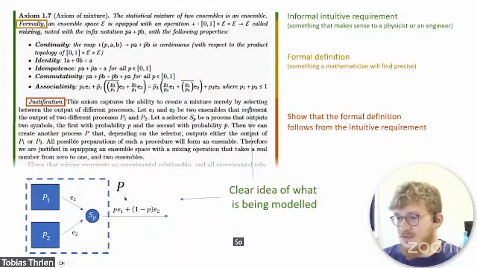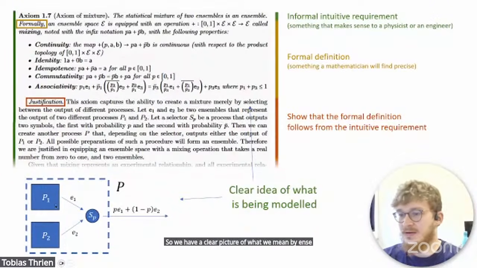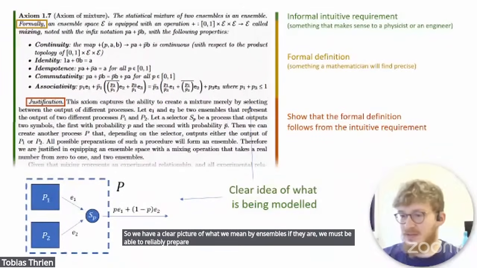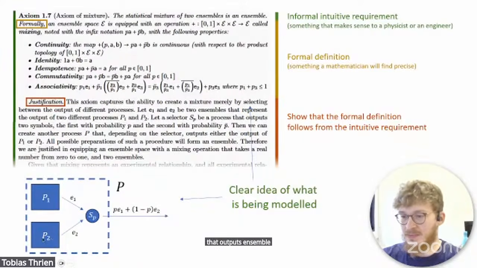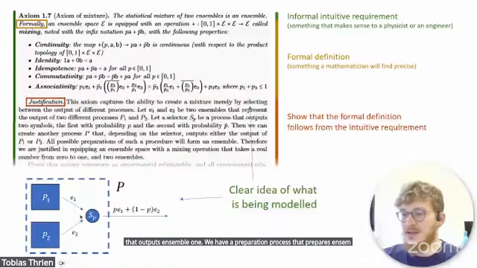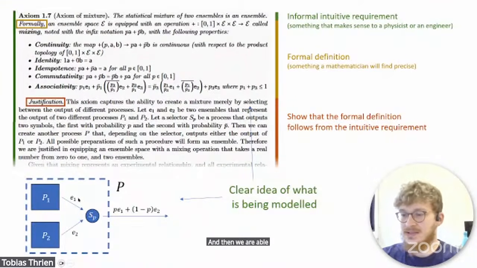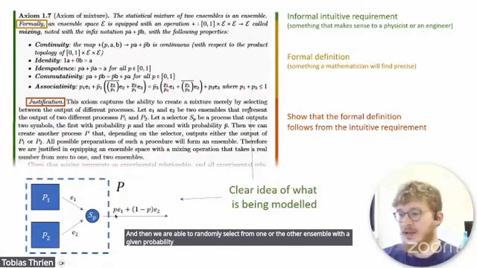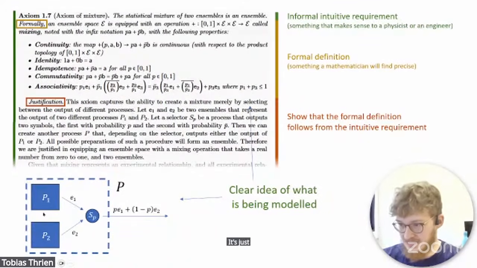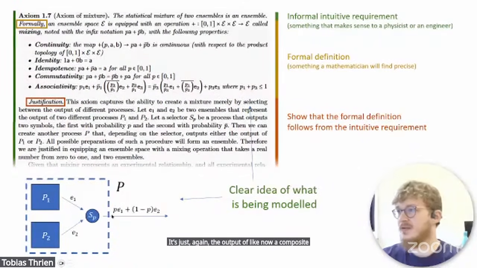So we have a clear picture of what we mean by ensembles. If they are, we must be able to reliably prepare them. So you have some preparation process that outputs ensemble one. We have a preparation process that prepares ensemble two, and then we are able to randomly select from one or the other ensemble with a given probability p, and then the output of that is again the output of a composite process, but it's still a process.